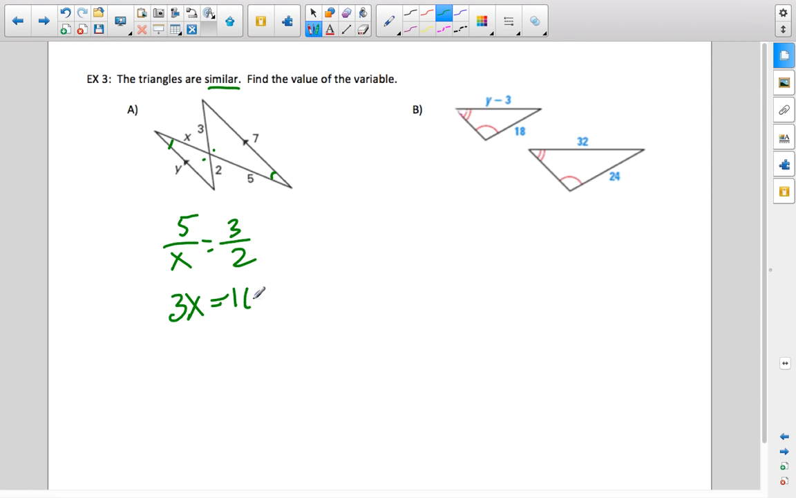I get 3x equals 10. Dividing by 3, x equals 10/3. Okay, how about the y? Let's set up for y.